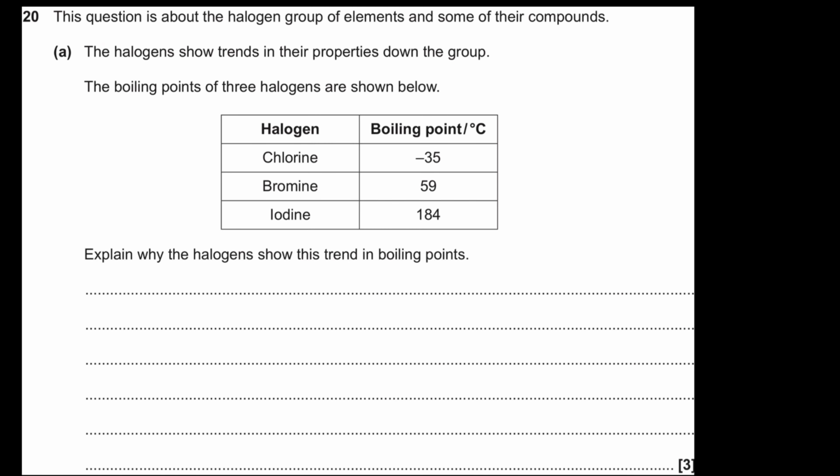Question 20. This question is about the halogen group of elements and some of their compounds. A. The halogens show trends in their properties down the group. The boiling points of these halogens are shown below. Explain why the halogens show this trend in boiling point.